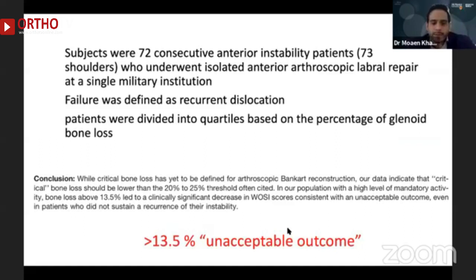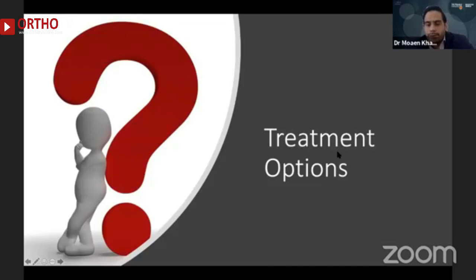This was an example of a study where they looked at 72 consecutive anterior shoulder instability patients that had arthroscopic labral repair, and they defined failure as recurrent dislocations. They found that patients that had more than 13 or 13.5% of glenoid bone loss had unacceptable outcomes with Bankart repair.